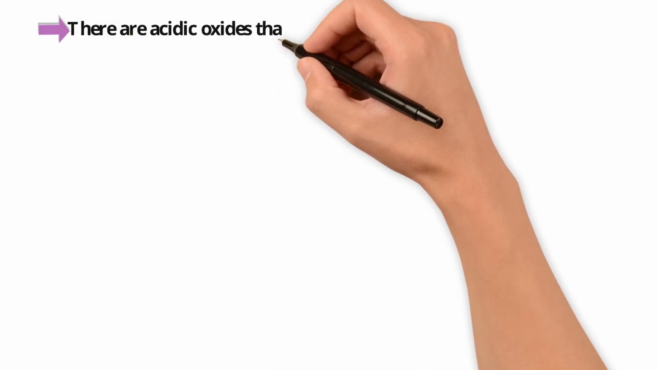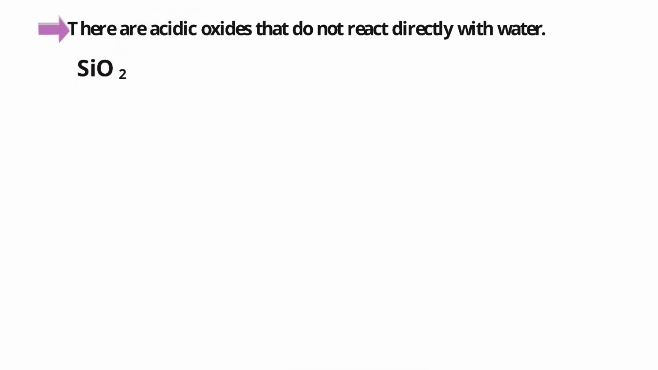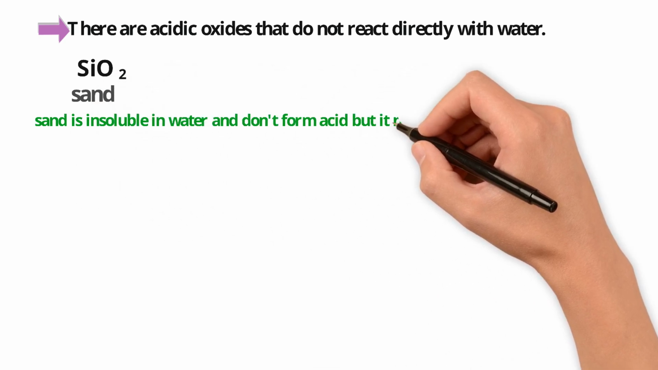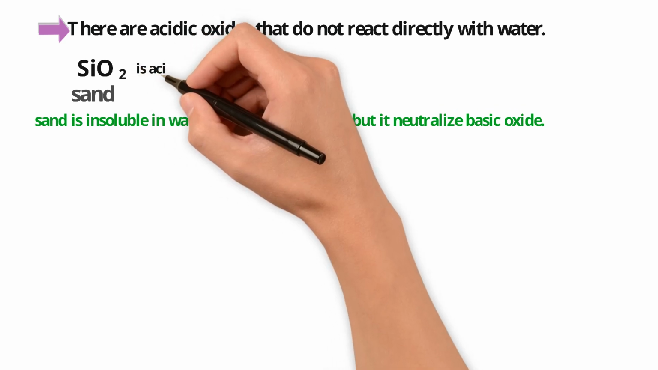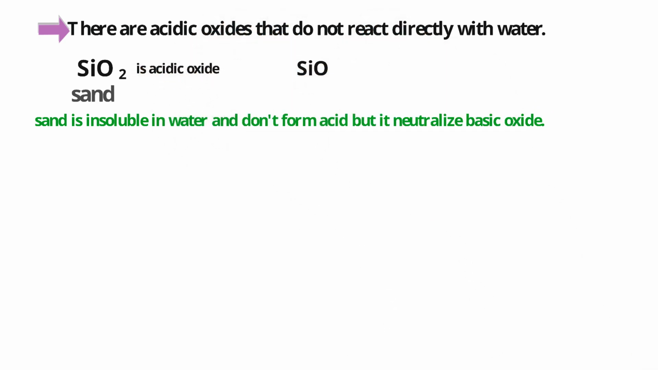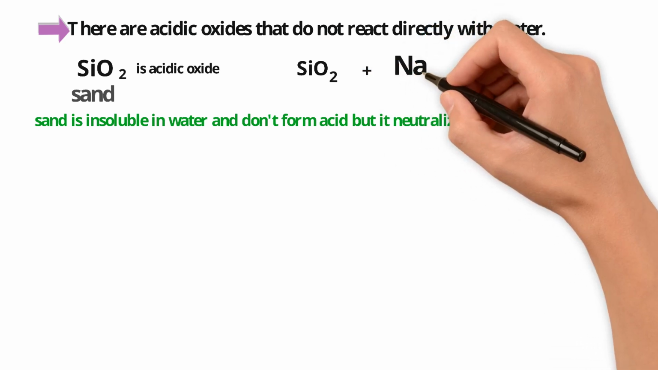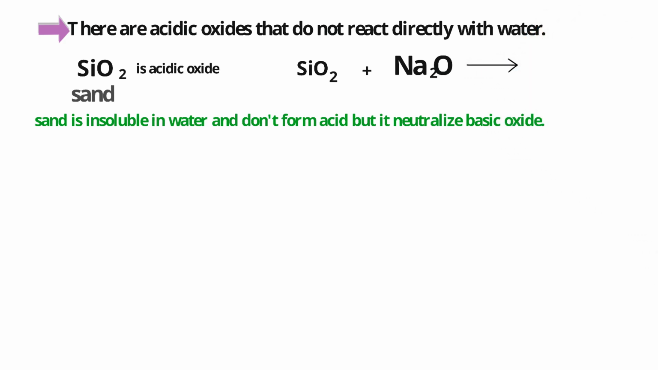There are acidic oxides that don't react directly with water. For example, silicon dioxide, which is an acidic oxide, commonly known as sand. Sand is insoluble in water and doesn't form an acid, but it neutralizes basic oxides. For example, silicon dioxide reacts with sodium oxide to form sodium silicate. Therefore, silicon dioxide can neutralize a basic oxide and form a salt.